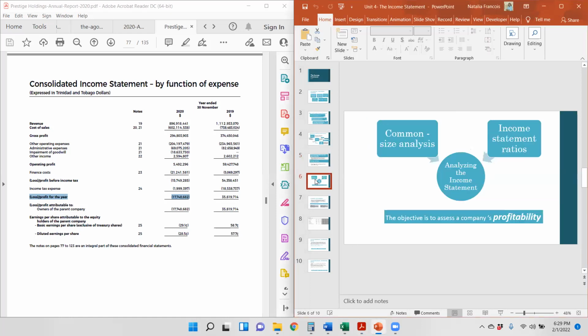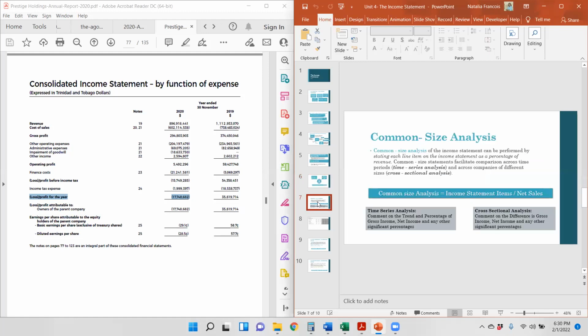All right. We have common size analysis. So how do we do the analysis of this income statement? Through these two methods, called the common size analysis and the income statement ratios. The objective really of the analysis is to assess the company's profitability. How do we go about it? Common size analysis of the income statement can be performed by stating each line item on the income statement as a percentage of revenue.